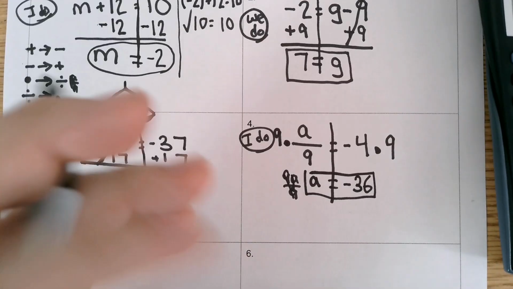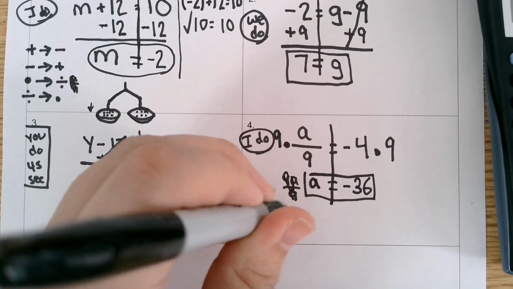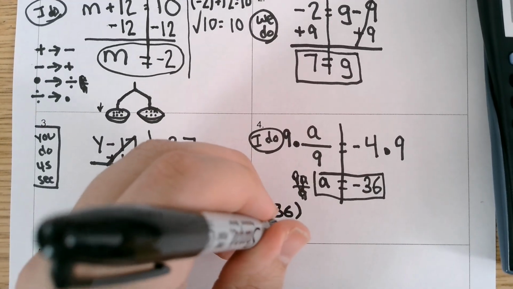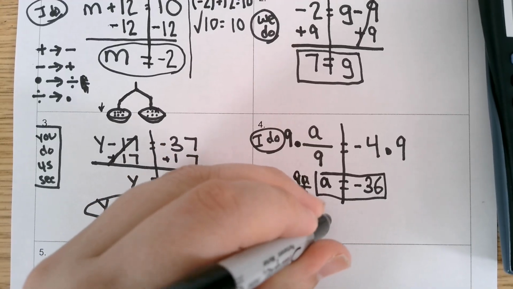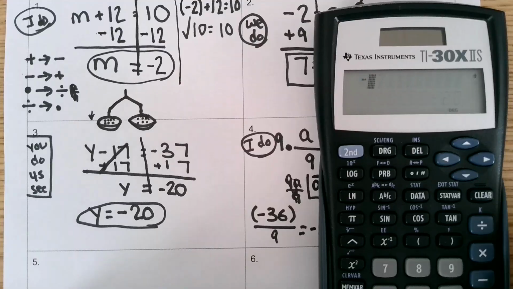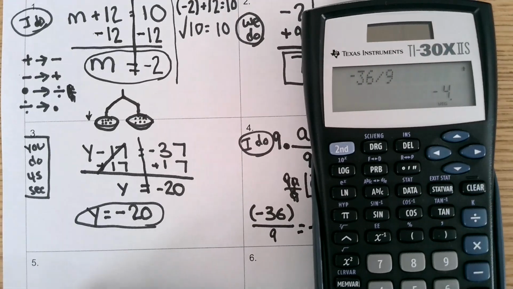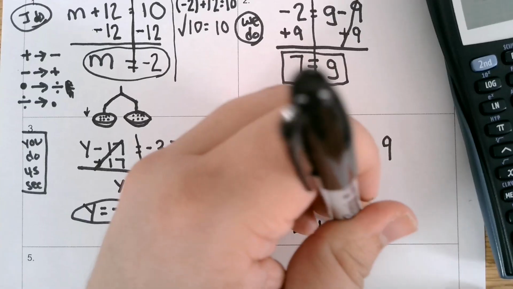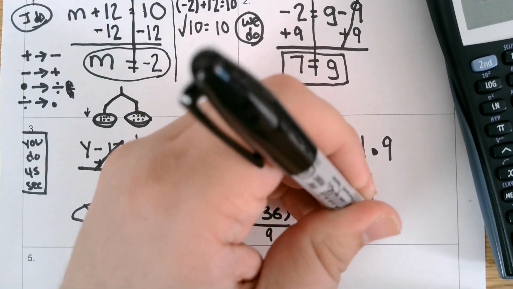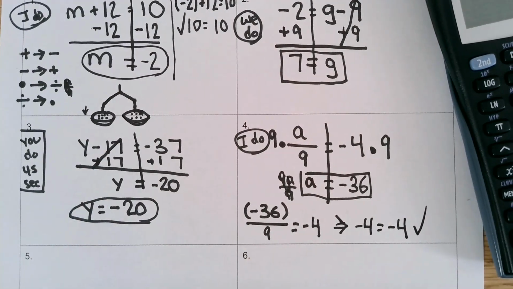And if you want to check it, again, you can go back into the original problem. You can take out the a, put it in parentheses, put in the -36 that we found, divided by 9 equals -4. Then we go into our calculator right here, and we do -36 divided by 9, and it tells us that that is, in fact, -4, which means that -4 equals -4, which is a true statement, so it's correct.